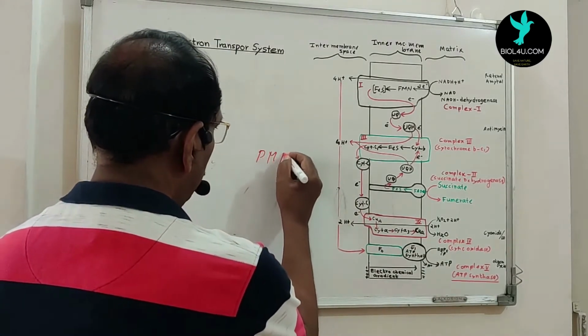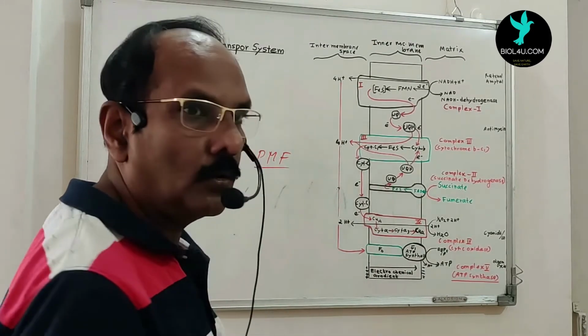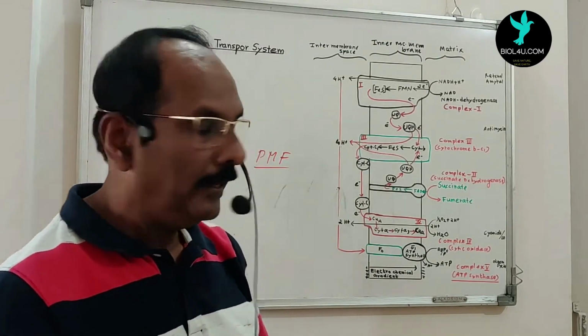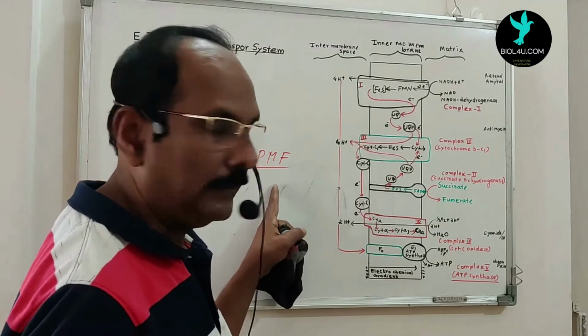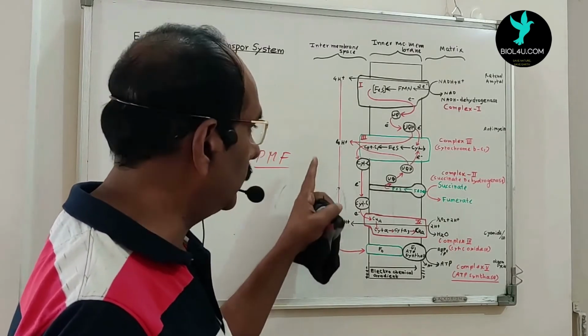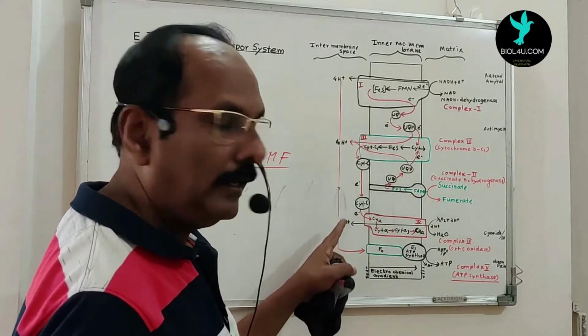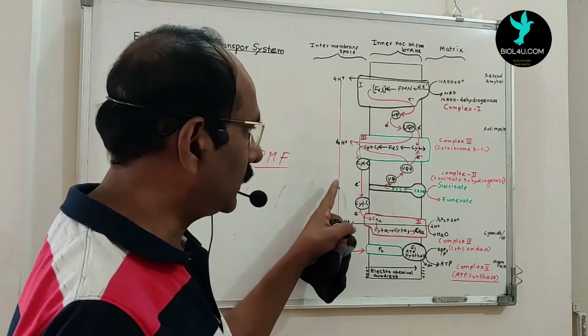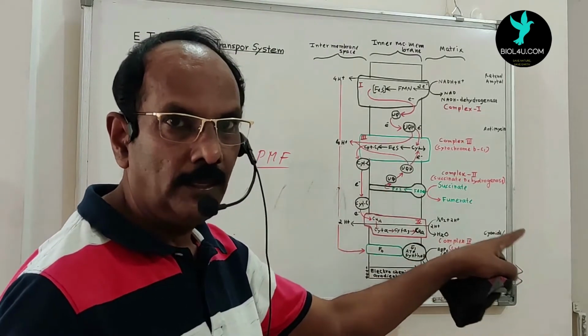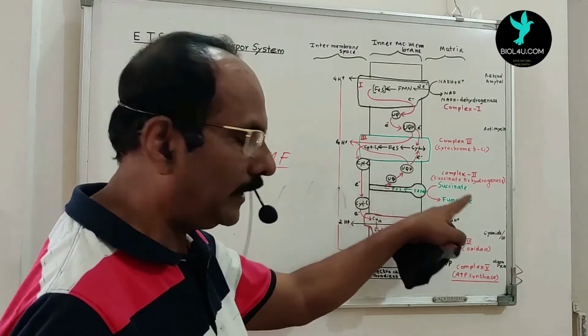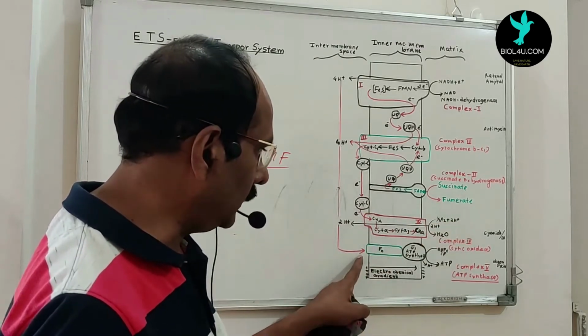Proton motive force, PMF, proton not electron, is set up. This proton motive force cannot allow the hydrogen to remain on this side, and due to this force the hydrogen must be transferred to the next side. When the hydrogen is transferring to the next side, the fifth complex is coming there.